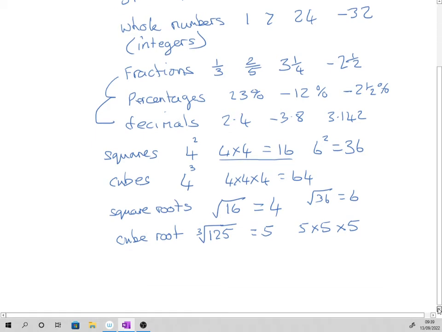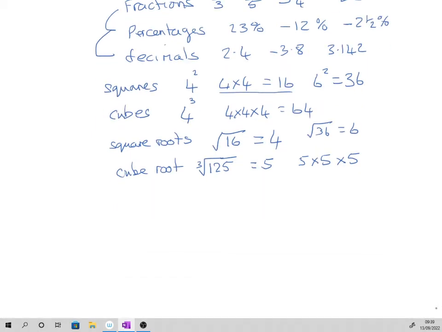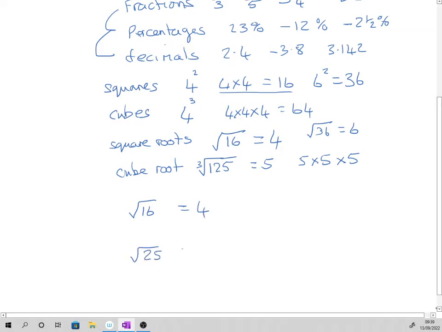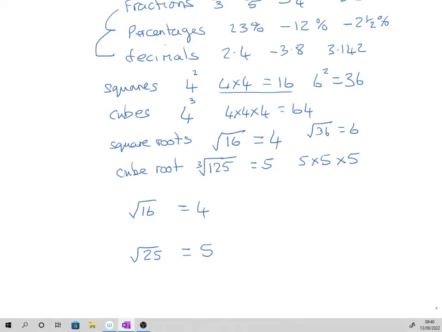Now there is one other little awkward bit here. We've got square roots. Now if we know that the square root of 16 equals 4 and the square root of 25 equals 5, there's a lot of numbers in between here. So if we say the square root of 20 is somewhere in between 4 and 5, but we don't really know what it is. 4 point something times 4 point something equals 20. And it's in between 4 and 5, so we don't know what it is.